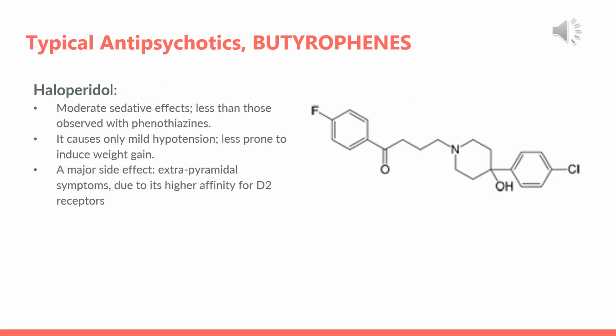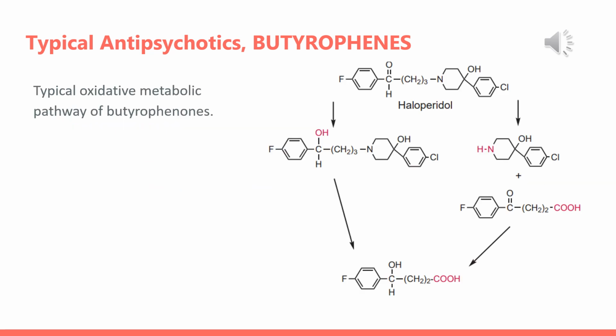Haloperidol has moderate sedative effects that are less than those observed with phenothiazines. It causes only mild hypotension and is less prone to induce weight gain. A major side effect is extrapyramidal symptoms due to its higher affinity for D2 receptors. This is the typical oxidative metabolic pathway of the butyrophenones, as represented by haloperidol.